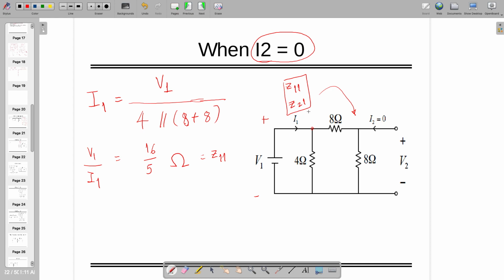Similarly, now I'm interested in finding out, when I2 equal to 0, Z21, which is equal to V2 by I1. Now, in this network, I don't find a direct relation between V2 and I1, right? There are many ways to find V2 by I1. I generally follow the voltage ratio between V2 and V1. If I can find the relation between V2 and V1 and replace V2 in terms of V1 here, I can find Z21. You following, Gaurav? Right? So let's write down V2 in terms of V1.